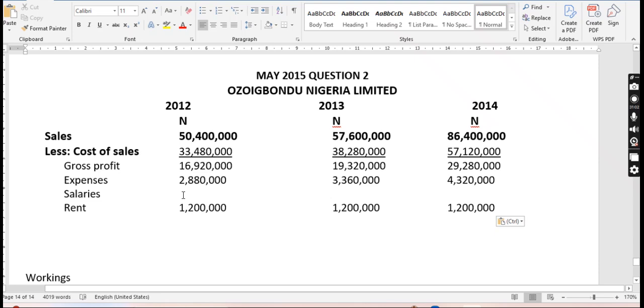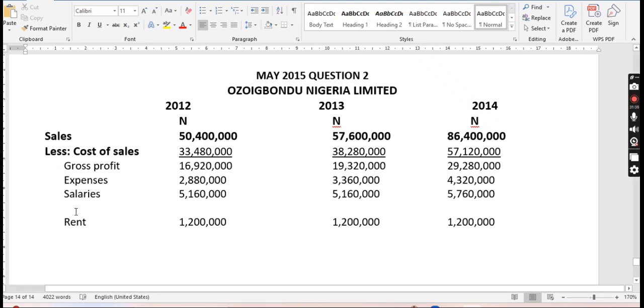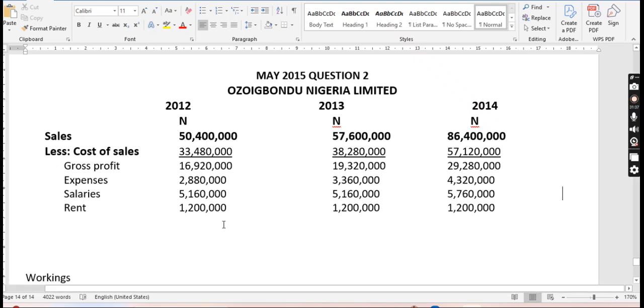Right. Your salaries, 5,160,000. Don't forget they are multiplying by 12 to get the yearly figure. Next, 5 million, same as 2013. The same. Yes. Last, 5,750,000. So what is our net profit?